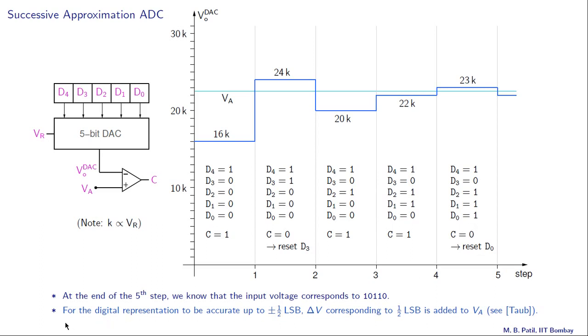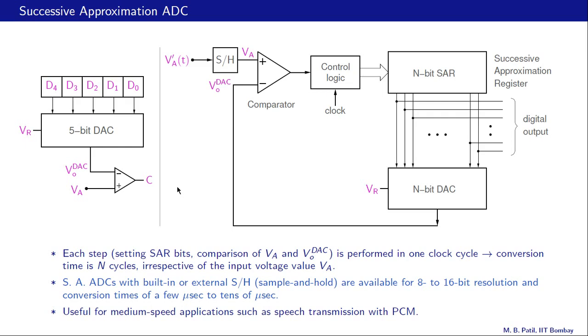One small correction is required. For the digital representation to be accurate up to plus minus half LSB, delta V corresponding to half LSB is added to VA. And you can read more about this in this reference. Let us now look at how a successive approximation ADC can be implemented. This is the example that we considered in the last slide, and this is how it can be implemented.